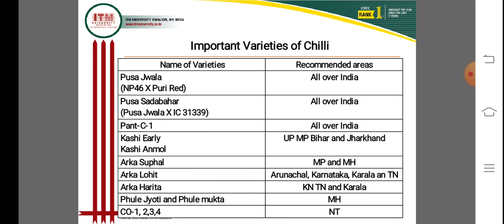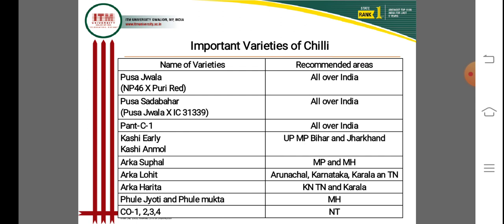Important varieties of capsicum and chilies. These are chili varieties with their recommended areas. Pusa Jwala is recommended for all India, and Pusa Sadabahar is an all-India variety, a cross between Pusa Jwala and IC31339. Another is a cross of NP46A with Puri Red, and Pant C1 is recommended for all over India.